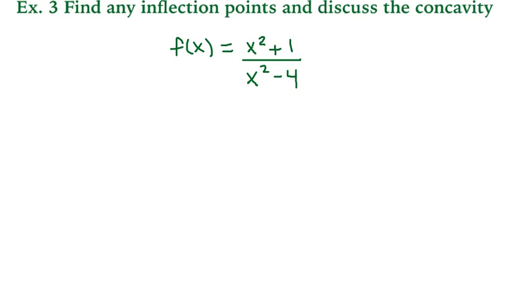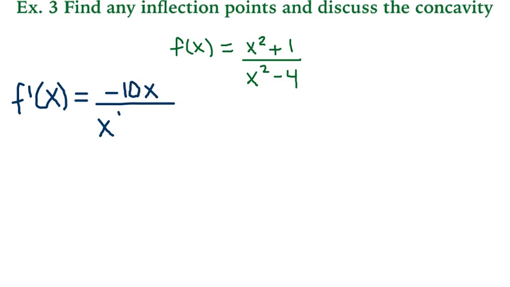Let's find any inflection points and discuss the concavity of this function, x squared plus 1 over x squared minus 4. So we know in order to do that, we have to find the second derivative. First derivative, we have to use quotient rule. I would recommend pausing the video and trying it on your own, but I'm going to go ahead and give you the answer. So the first derivative is equal to negative 10x, after you simplify the numerator, over x squared minus 4 squared.